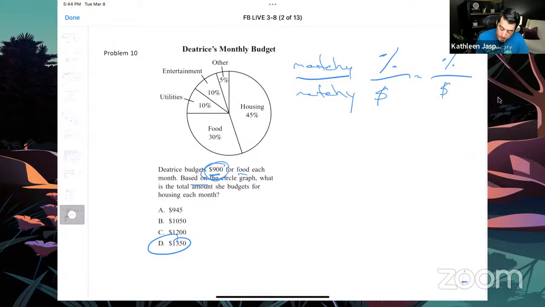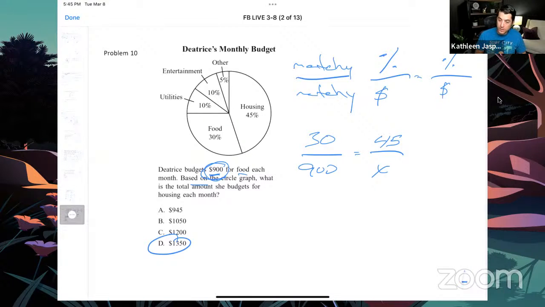My percent is going to be what I know. And what I know is that I have food, which is 30. Now you can do the percent, but I'm just going to do 30% over $900. And that should equal, and we want housing now, because it all should be proportional. Housing is 45%. And I don't know what the value for that is going to be. Okay. So now go ahead and do your proportion.